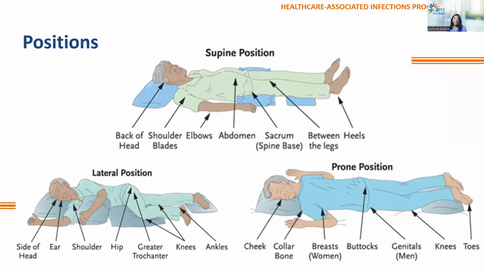This slide from Module 6 is a great visual aid to help staff learn and understand different positioning terms. As you can see here, supine, lateral, and prone are common resident positions. These images highlight areas of the body that are being pressed down on and are susceptible to pressure injuries.